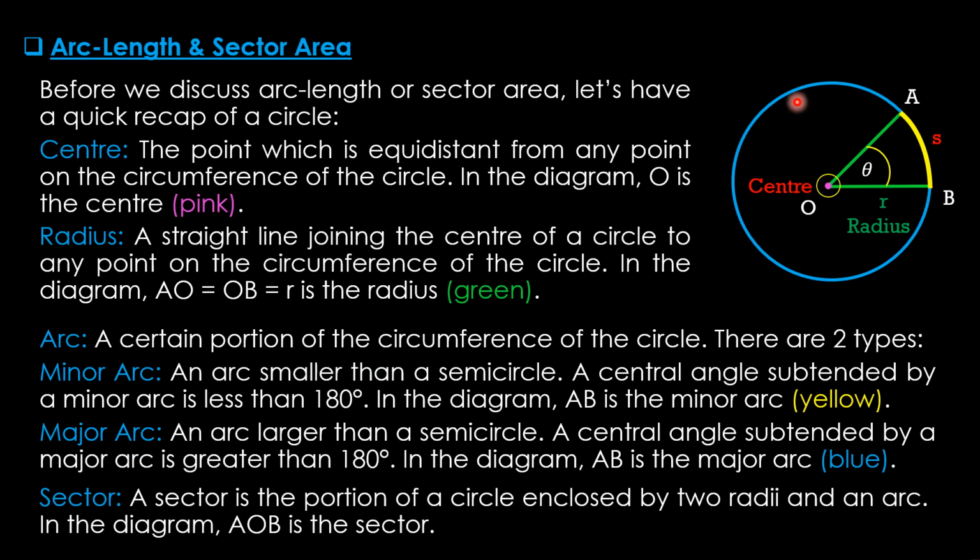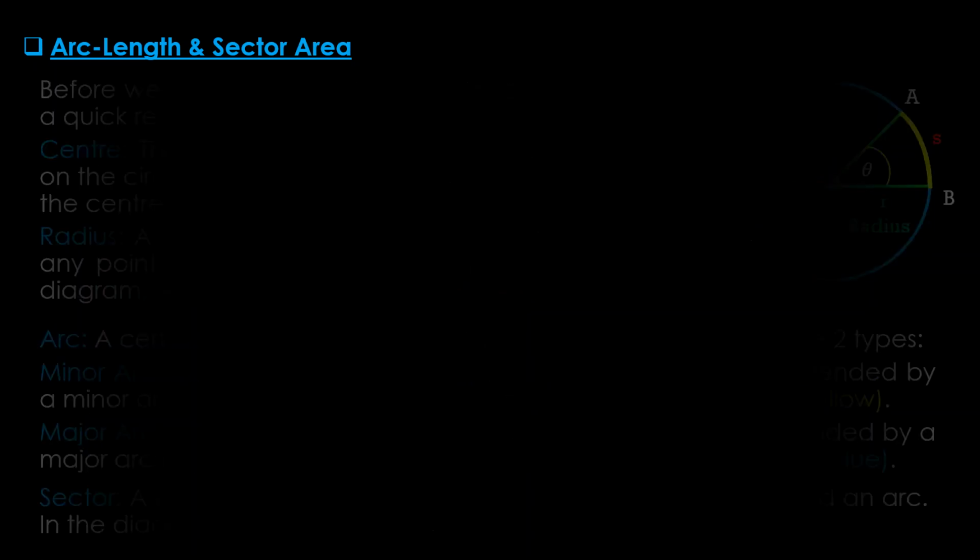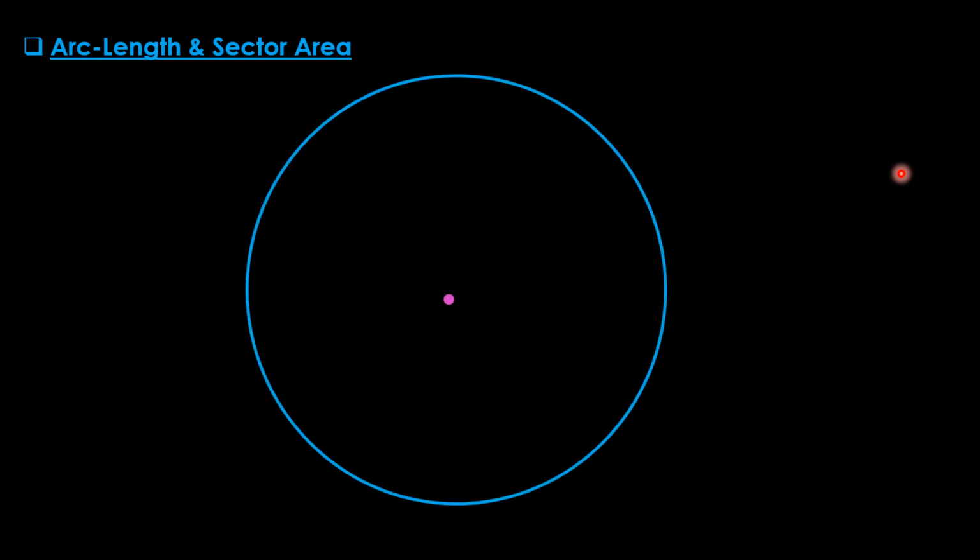Now sector. A sector is the portion of a circle enclosed by two radii and an arc. In the diagram, AOB is a sector. So this portion AOB is a sector of this circle. This sector AOB is enclosed by two radii AO and OB, and also by an arc AB. So this is the circle with center O, and this is the radius OB.